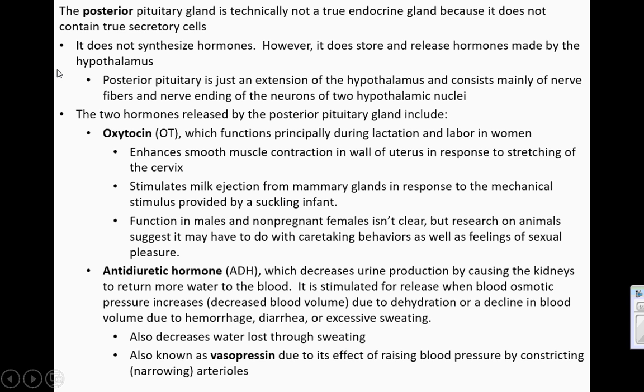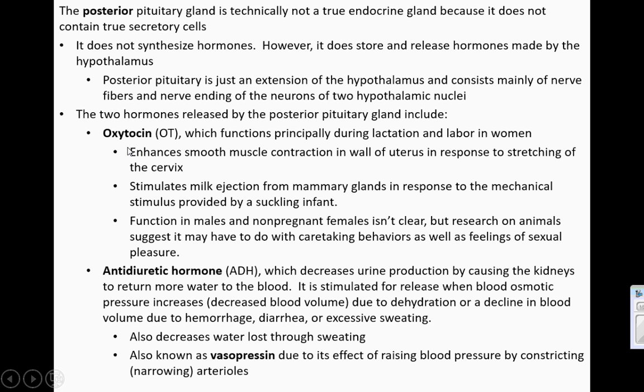So we cannot classify the posterior pituitary as a true endocrine gland because it doesn't produce and secrete its own hormones. It does store and release the two hormones, oxytocin and antidiuretic hormone. Oxytocin we've talked about before. That's that hormone that's involved in labor and the uterine contractions of females. Okay. It is the hormone that's stimulated for secretion when the cervix is stretching. Okay. We've talked about that since the beginning of the semester when we first talked about positive feedback.